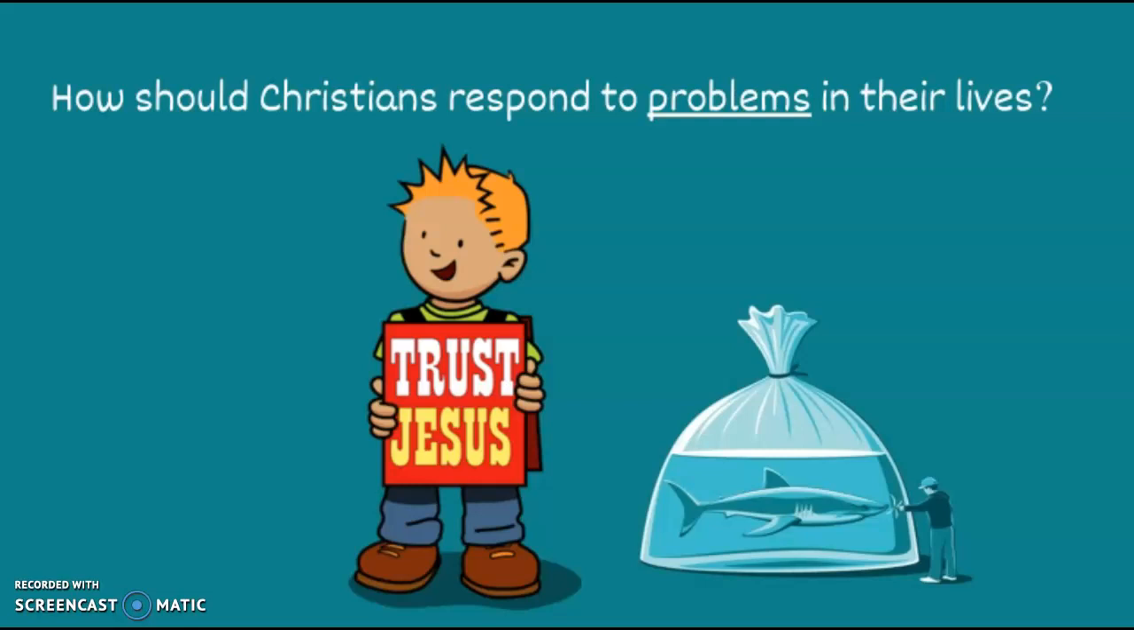And how should Christians respond to problems in their lives? What is a good way for us to act when we feel like we have a big problem that we can't solve? I would say it's important to first and foremost trust Jesus and trust God and trust that He has a plan for everything and that He is in control.